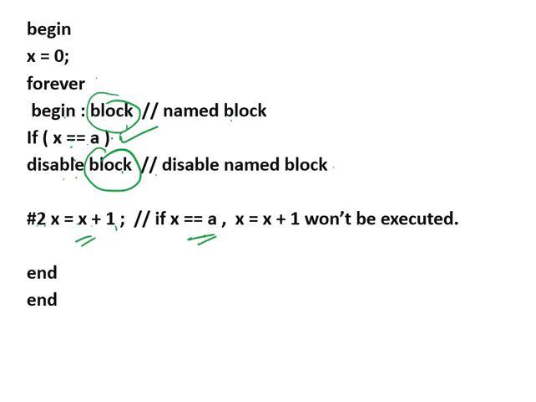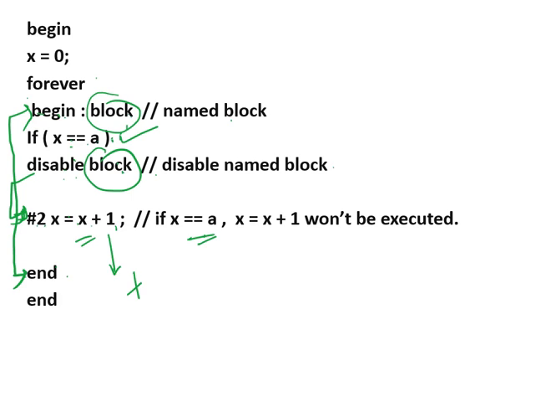So this begin and end is one block. Inside this begin and end, this disable block is there. So once this condition is satisfied, it won't come to this statement. It will terminate the whole begin and end block, and this statement won't be executed. This is how it works. To terminate any block, we can use the disable keyword and the name of the block.